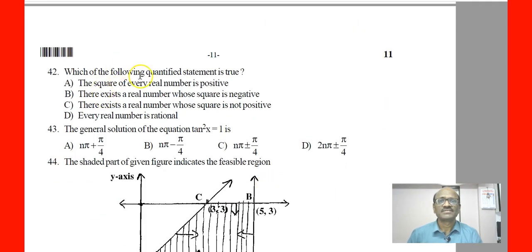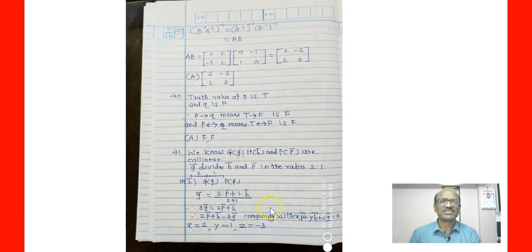Which of the following quantified statements is true? First, the square of every real number is positive. Second, there exists a real number whose square is negative. Third, there exists a real number whose square is not positive. Fourth, every real number is a rational number. Again, these are very simple questions.